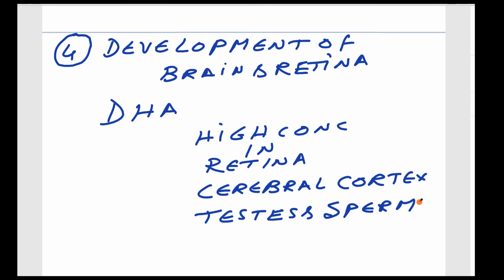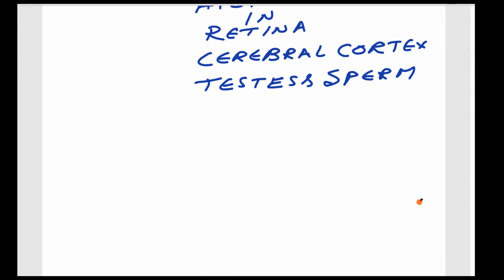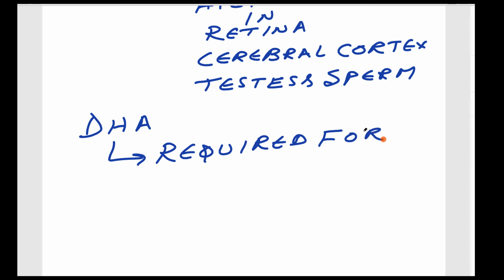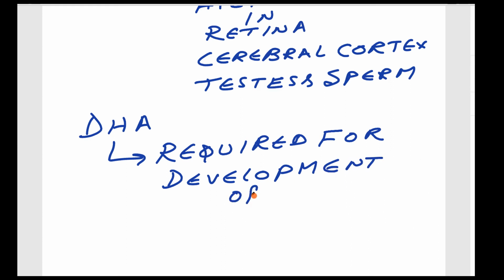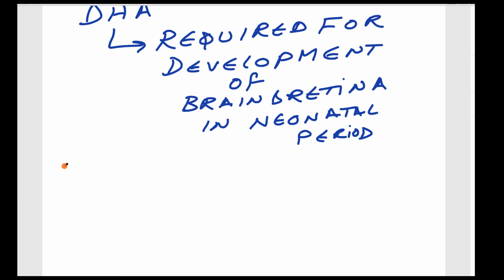They are very important fatty acids, these conditionally essential fatty acids, that is docosahexaenoic acid. As I said, docosahexaenoic acid is required for development of brain and retina in the neonatal period. So it is a very important essential fatty acid. Then the next one is skin protection.